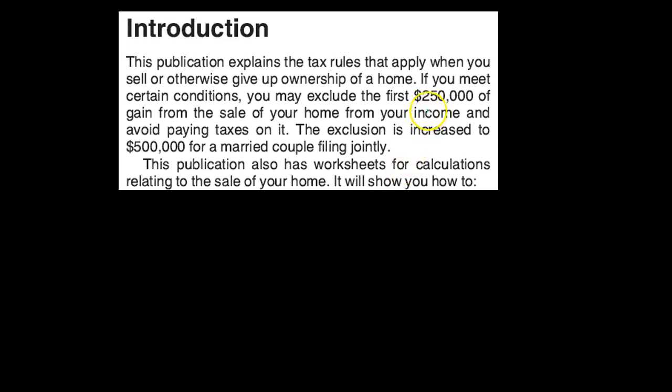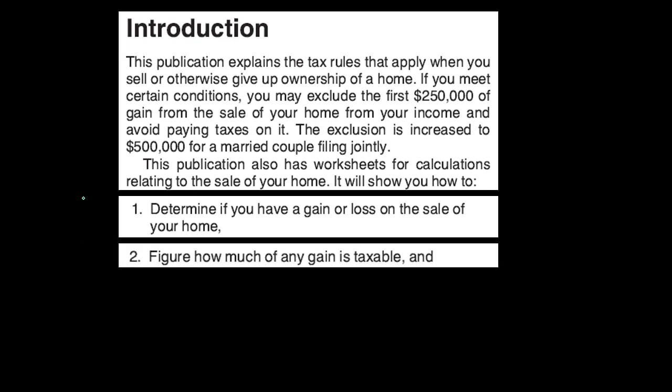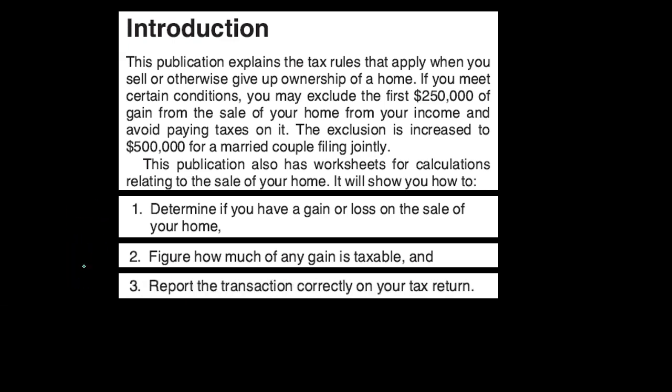So this is going to be a huge exclusion, of course, the $250,000 or the $500,000 if we are married filing joint, or if we are something other than married filing joint. We'll get into more of the specifics of those exclusions in future presentations. Back to the text. This publication also has worksheets for calculations related to the sale of your home. It will show you how to: 1. Determine if you have a gain or loss on the sale of your home. 2. Figure how much of any gain is taxable. And 3. Report the transaction correctly on your tax return.